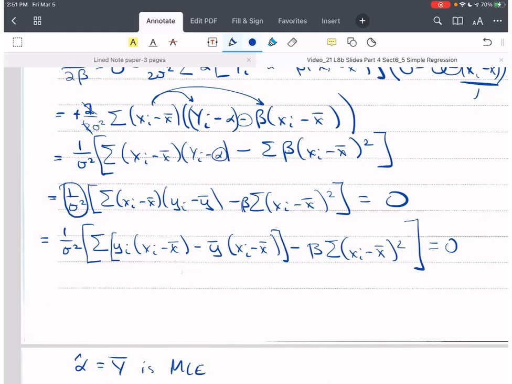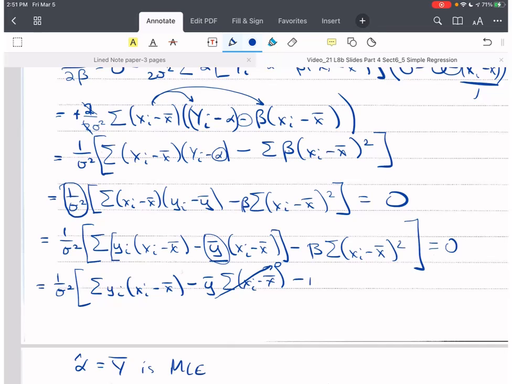And now I can distribute this summation. I'm going to have the sum of yi (xi minus x bar). Now the y bar, when I distribute the summation, doesn't have any index, so I can pull it out to the front of the summation, and I have the sum of (xi minus x bar). The sum of xi minus x bar is 0. So this term goes away, and I have minus the sum of (xi minus x bar) quantity squared.